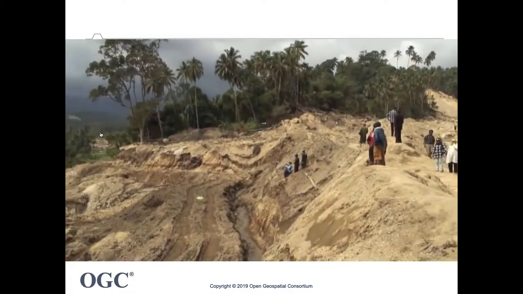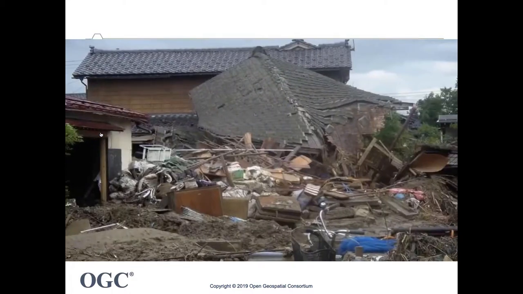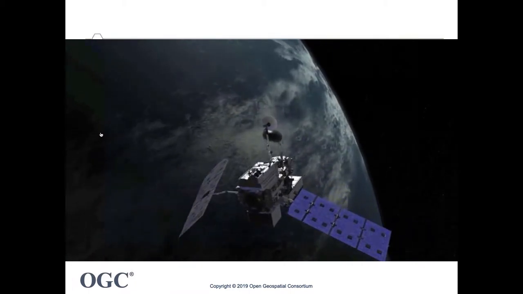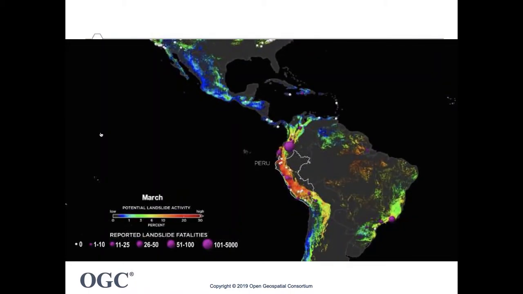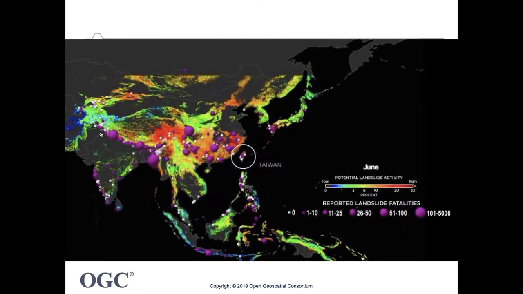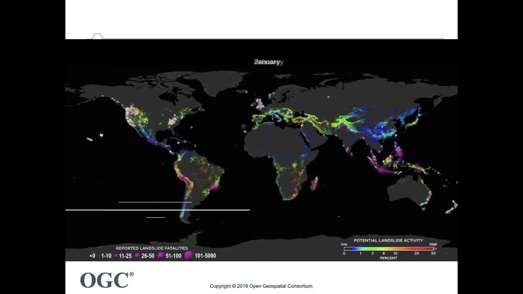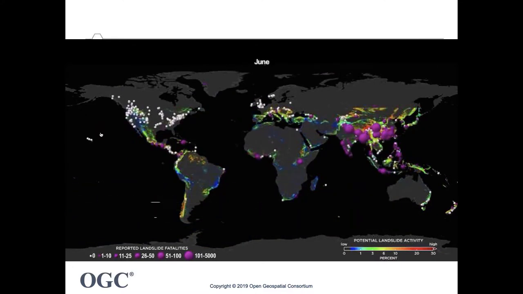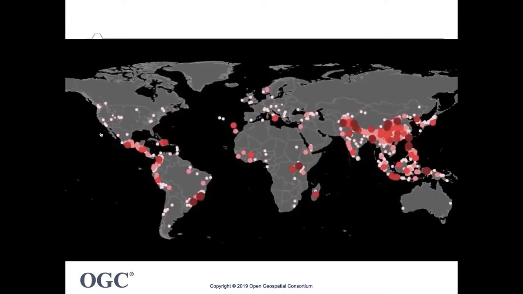So we try to demonstrate how the governmental agencies work together using all this kind of sensor information, using different kinds of standards, especially by the OGC. SensorThings API is one of them. And we're using lots of different kinds of standards.